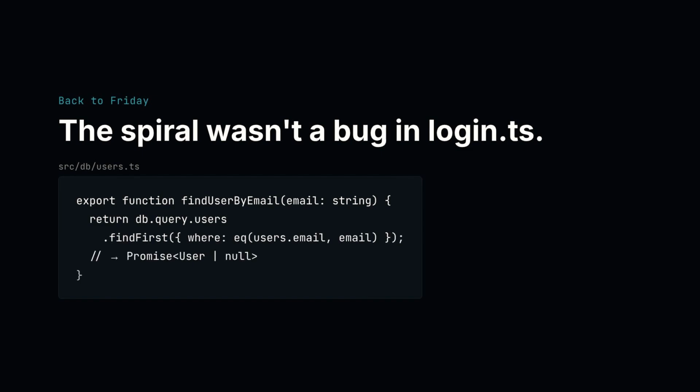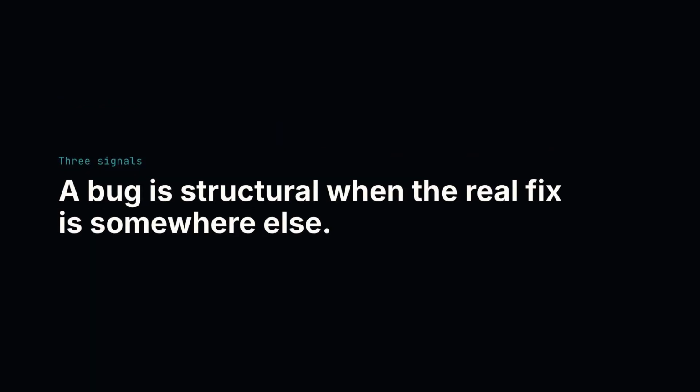So this is what happened on Friday. The spiral wasn't in a bug in login.ts. The error message was true. User really could be null because the database query that loads users legitimately returns null when there's no matching row. Every file that called findUserByEmail needed to know that, but none of them did. The AI was patching consumers. It was the shape that was the problem.